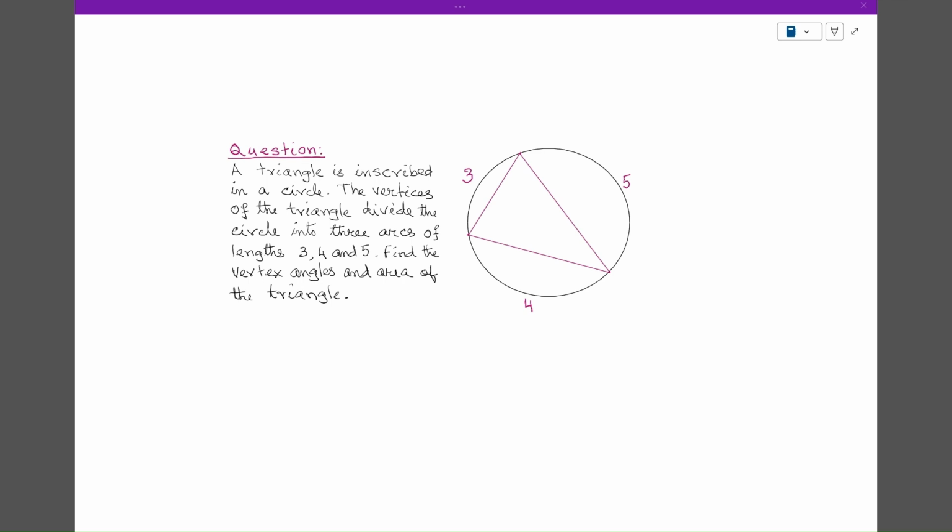A triangle is inscribed in a circle. The vertices of the triangle divide the circle into three arcs of lengths 3, 4, and 5. Then find the vertex angles and the area of the triangle.